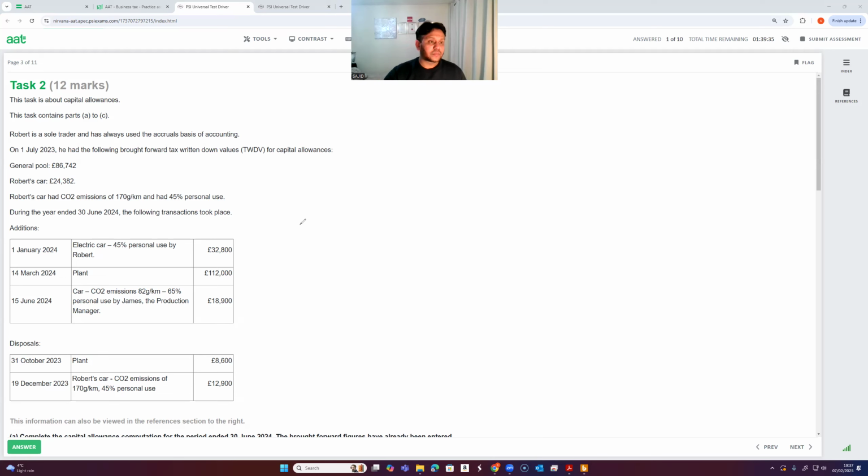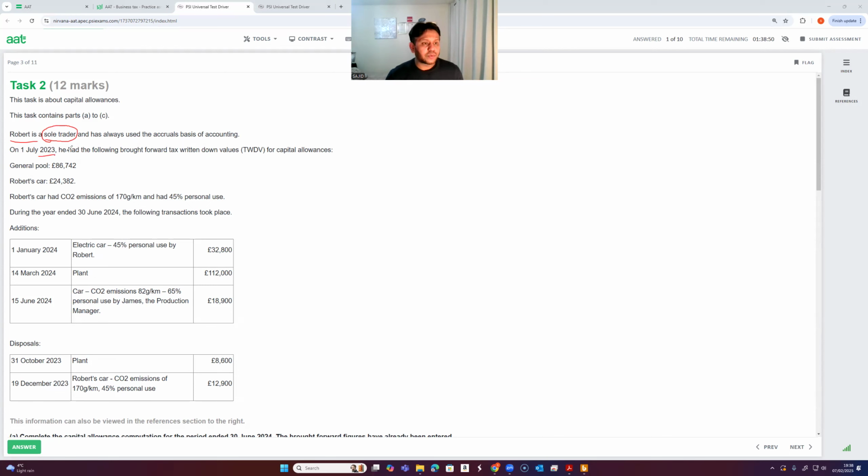Here we have the capital allowance. This task is about Robert, and Robert is a sole trader. It's very important to understand that. If it is a sole trader, there is a restriction: we can only claim the allowance for the business portion. We are not allowed to claim for the private use. If it is a limited company, ignore that. If it is a company, we can claim the 100% allowance, regardless of who that person is, the director or the employee. But if it is a sole trader, we are restricted on the allowance. Be careful with that. He has always used the accrual basis.